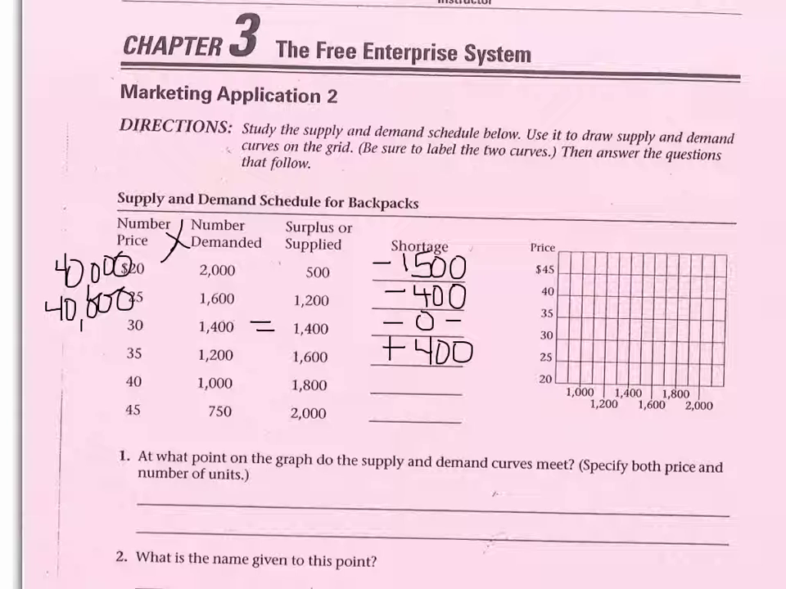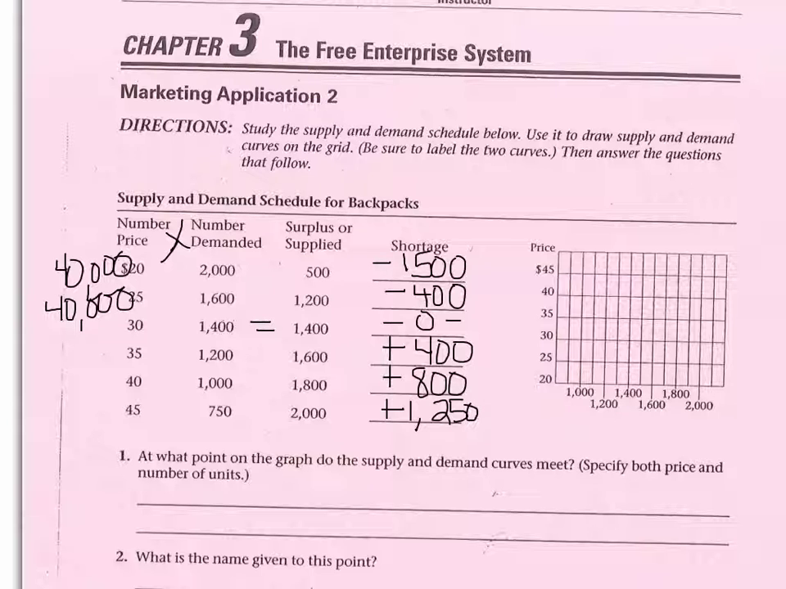At a price of $40, 1,000 is demanded. We have 1,800 that we've made, and so we have 800 left over from what our consumers actually want. And at $45, only 750 is demanded, and that means we have 2,000 left over. The difference there is 1,250. So what you can see is, as the price goes up, the number that our customers demand goes down. We're going to graph this next.